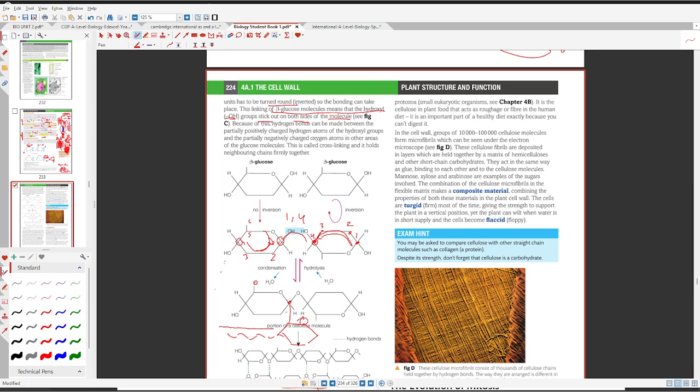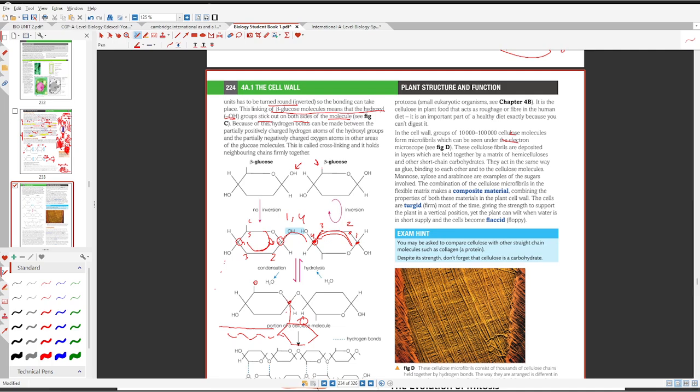Now, these cellulose molecules, as you can see here, these are beta glucoses, but they join together to form cellulose. You'll have cellulose molecules which will form these huge fibrils, which you can actually see underneath an electron microscope. Cellulose fibrils are deposited in layers. Of course, primary means that it's in one direction, secondary means it's in random directions and different angles and stuff.